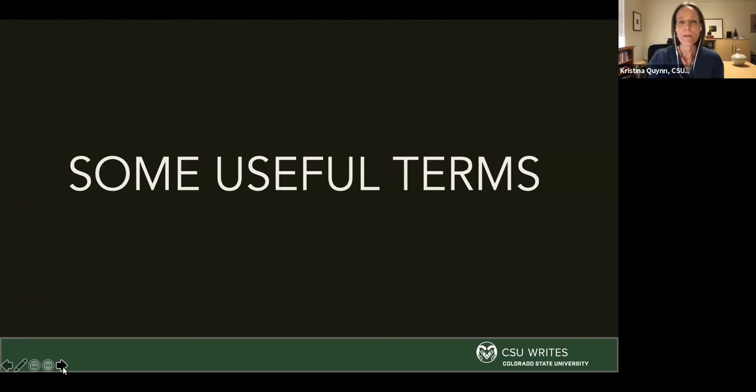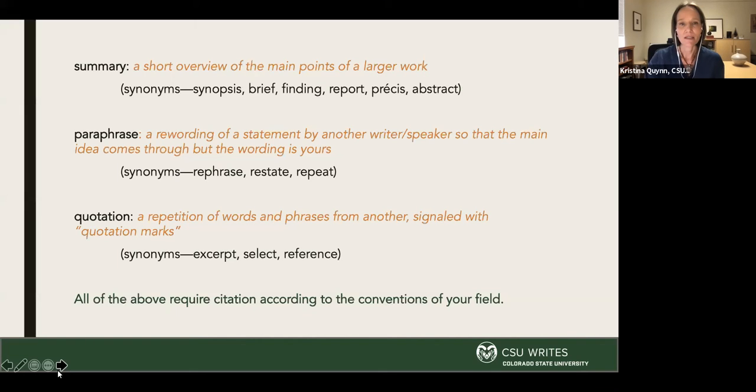All right, so some useful terms for us to talk about today: summary, paraphrase, quotation. We use these all the time, particularly summary and paraphrase. We often use those terms interchangeably, but they're not exactly the same. A summary is a short overview of main points of a larger work. So a synonym might be synopsis, brief, finding, a report, an abstract, right? So you're taking something that is much larger and distilling it down into its key main points and elements. Thinking about an abstract, that can be a form of a summary as well.